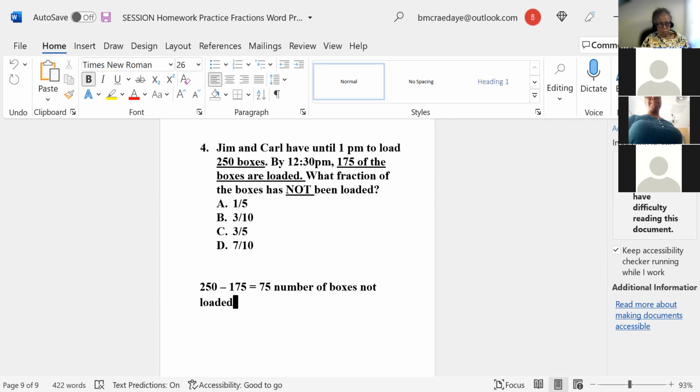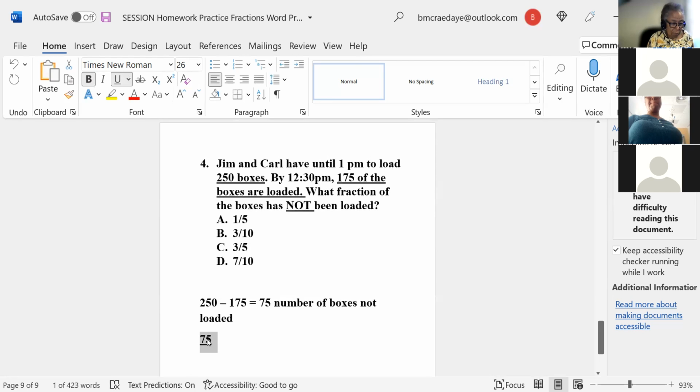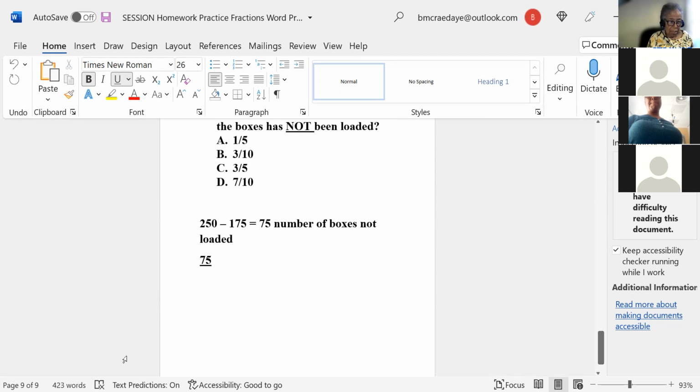175? No, not loaded is 75. What's the total? 250. So your fraction would be the boxes not loaded over the total. So that would be what? 75 over 250. Yes. So let's just put that there and then simplify that.